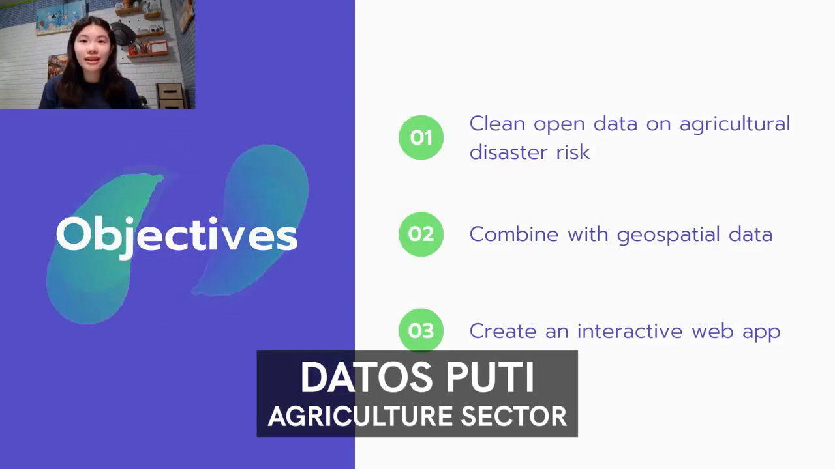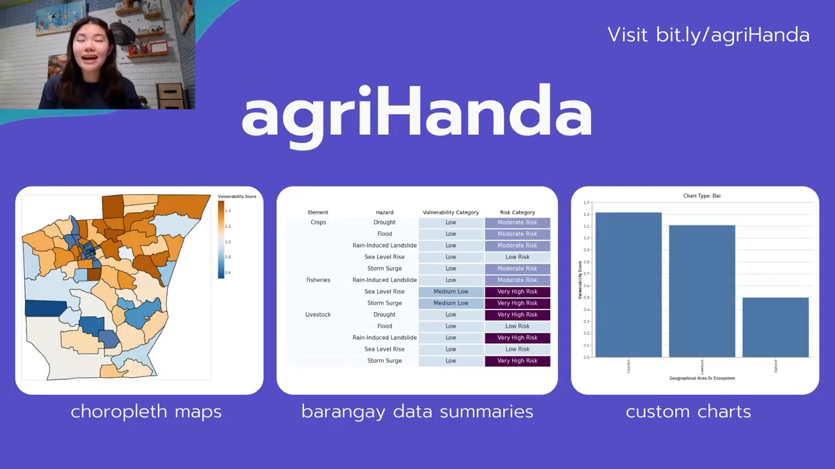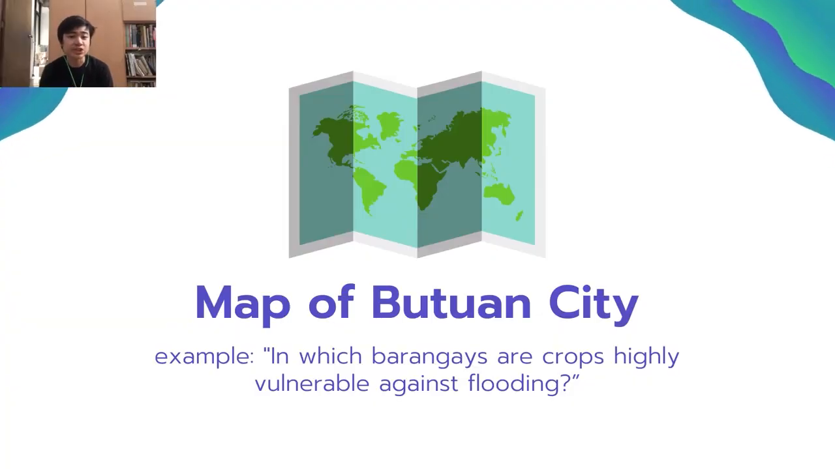Our objectives were to clean relevant open data about agricultural disaster risk, combine it with geospatial data, and create an interactive web app. The end product was AgriHanda, a dashboard application that can generate choropleth maps, barangay data summaries, and custom charts. For example, let us ask ourselves the question: in which barangays are crops highly vulnerable to flooding?